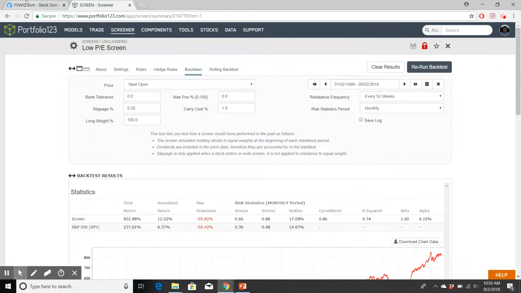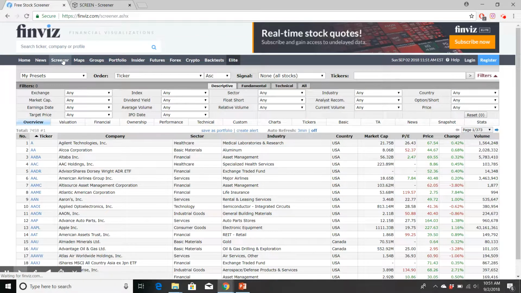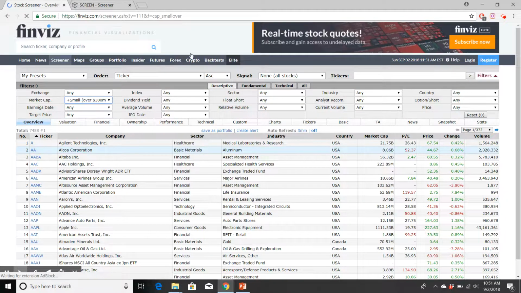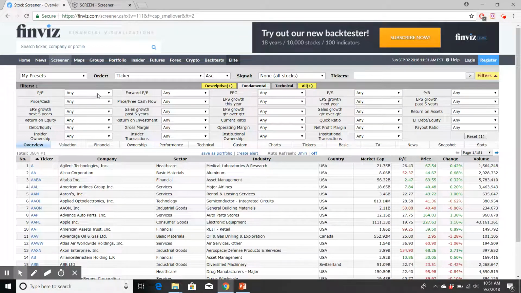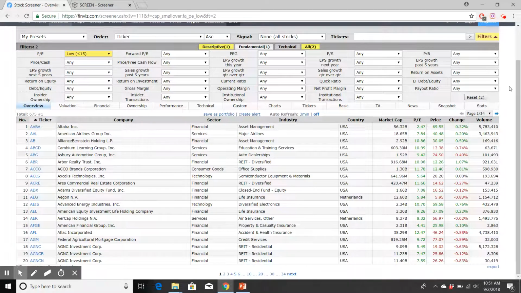So now let's go to Finviz so we can do the screen on Finviz. And we can go to the screener tab right here. And then we'll do market cap. Let's see, plus small, so that's anything over 300 million in market cap. And then we'll go to fundamental, and we're going to select PE low, below 15. And here you have it. We have right now, as of September 2nd, 2018, 675 companies that fit this profile.